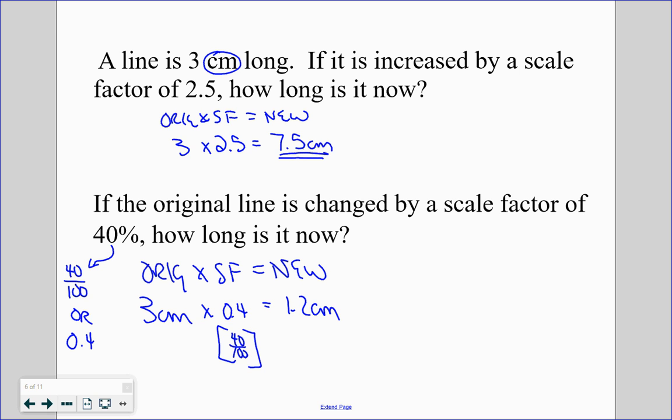Now again, you can see here that my scale factor here was bigger than 1, so I ended up with an enlargement. Here my scale factor is less than 1, so I ended up with a reduction. So the answer should match what you're expecting to happen in terms of enlargements and reductions. So don't just blindly plug stuff in on your calculator. Actually think about the answer and think about what kind of number you expect it to be. In other words, do you expect it to be bigger or smaller than the original number? Because that will help you decide if you have done it right.